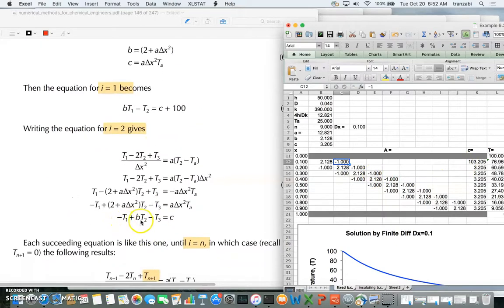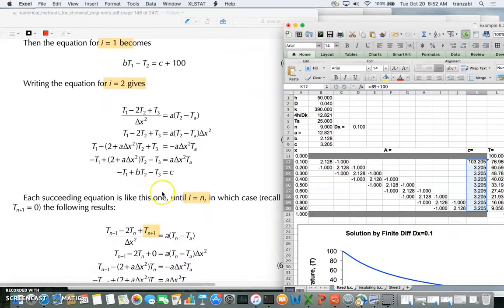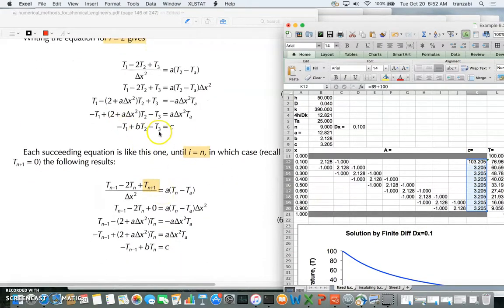We have minus 1, B, minus 1, so here is minus 1, B, which is 2.128, and then minus 1. The right-hand side is going to be C, which is 3.205. This is the right-hand side, C. So it's A times some unknown vector, T1 to T9, equal to vector C here. The other equations, as we discussed, would be similar to this, so these coefficients repeat with a shift to the right, you see that, except the last equation.